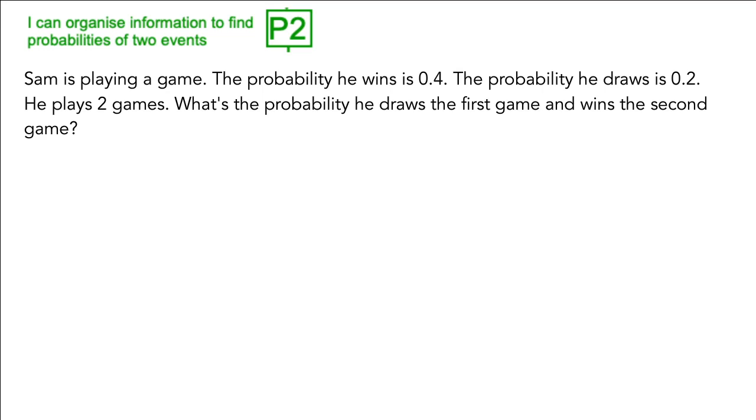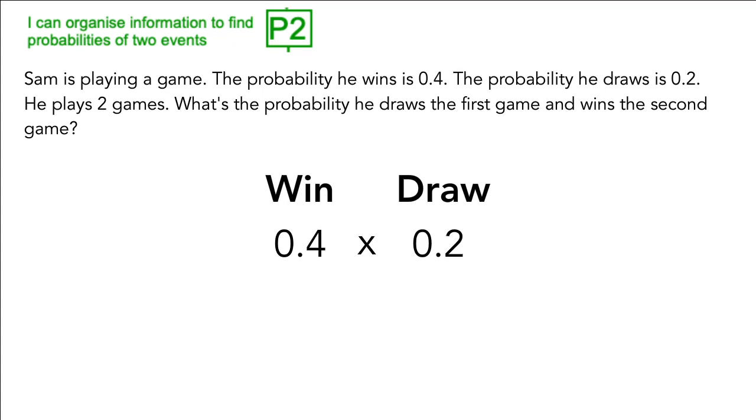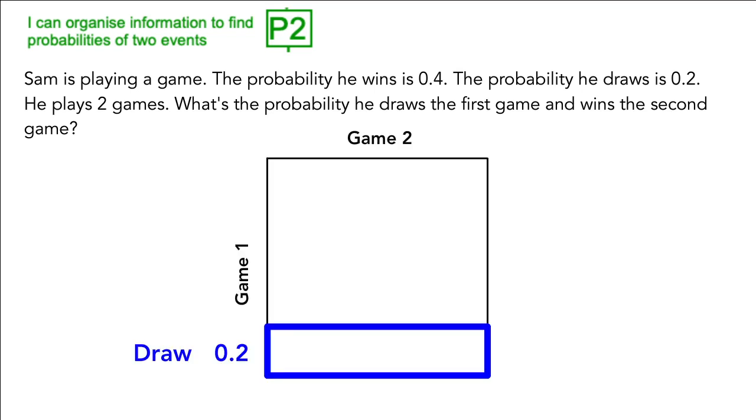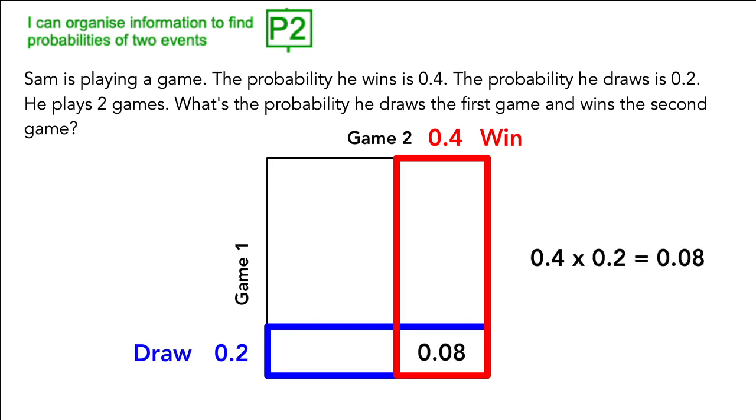Since we're looking for the probability where a draw and a win occurs, we multiply the probability of a win and a draw. So the answer would be 0.4 multiplied by 0.2. The final answer would be 0.08. We can look at this visually, like we've done in the previous questions. 0.2 of his games will end in a draw, so 0.4 of those games would be wins. 0.4 of 0.2 is a multiplication of 0.4 and 0.2, which gives us the same answer as before, 0.08.